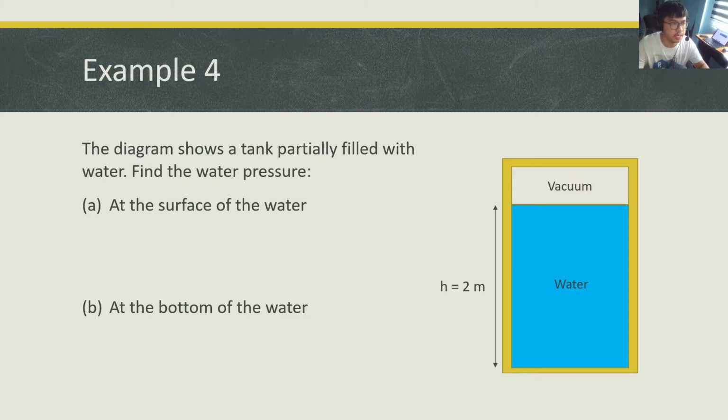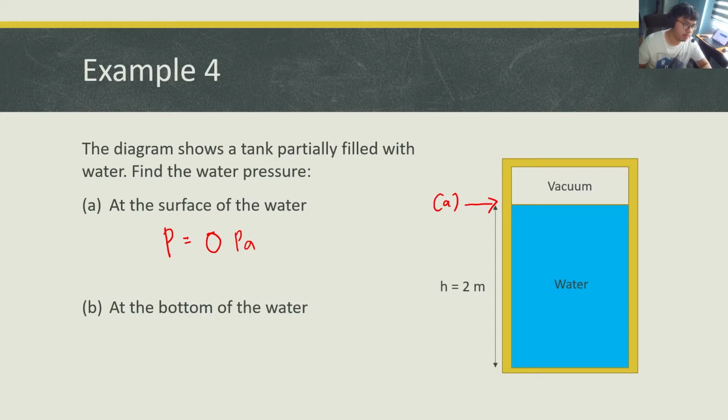So let's do some examples. For example 4, it reads, the diagram shows a tank partially filled with water. Find the water pressure at the surface of the water. So at the surface of the water, so here, what is the pressure? So what's the depth at this point? The depth is 0. So pressure at the surface of the water is 0 Pascal. Okay, so in other words, when you're at the surface of the water, it doesn't exert any pressure on you whatsoever, only when you dive into the water.